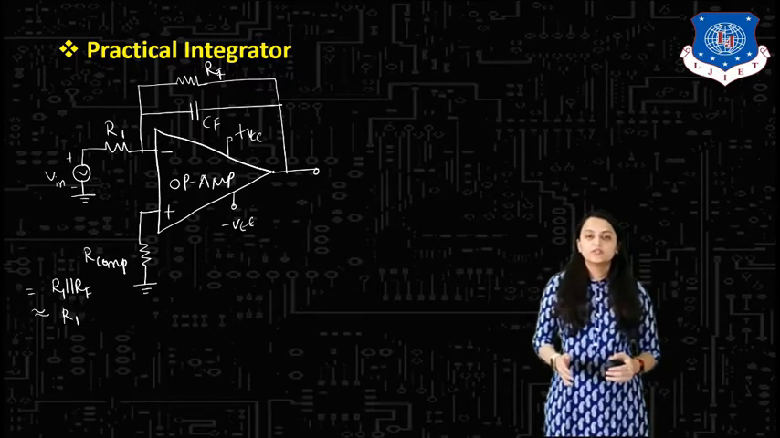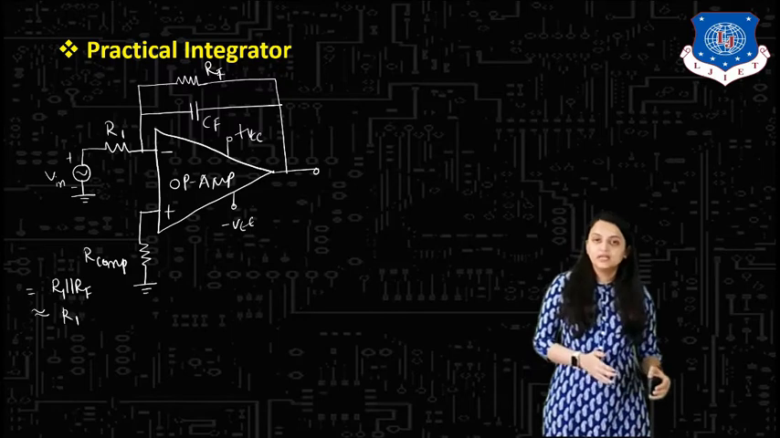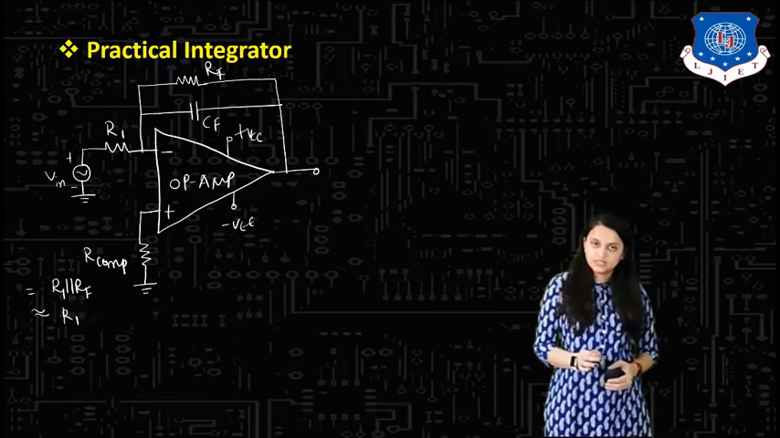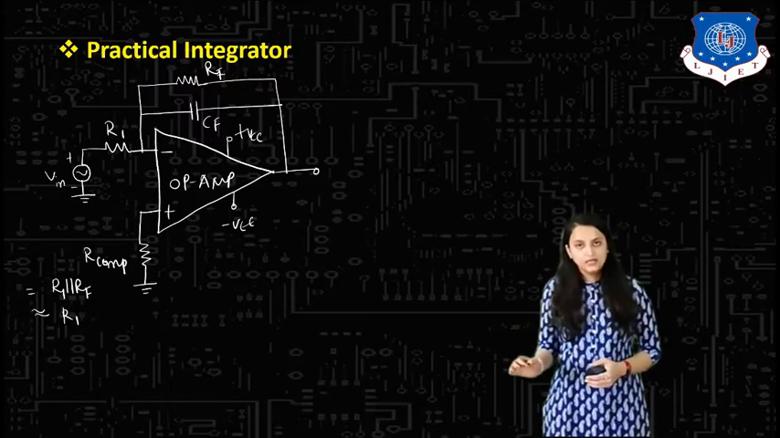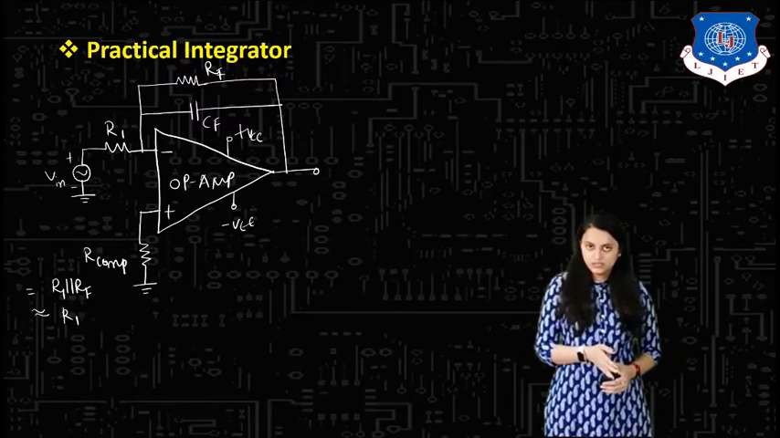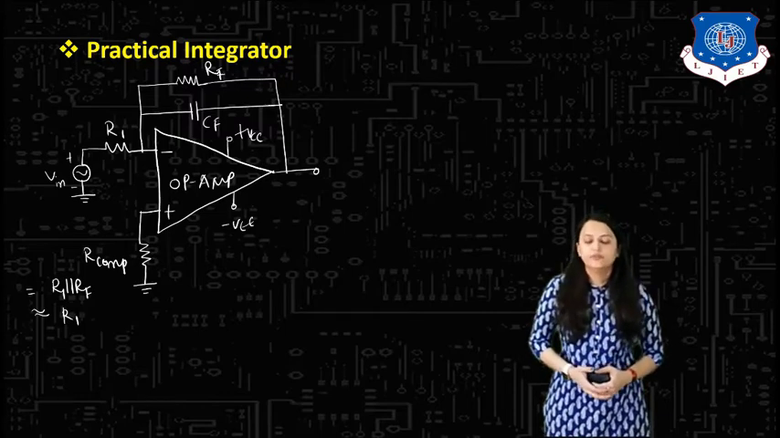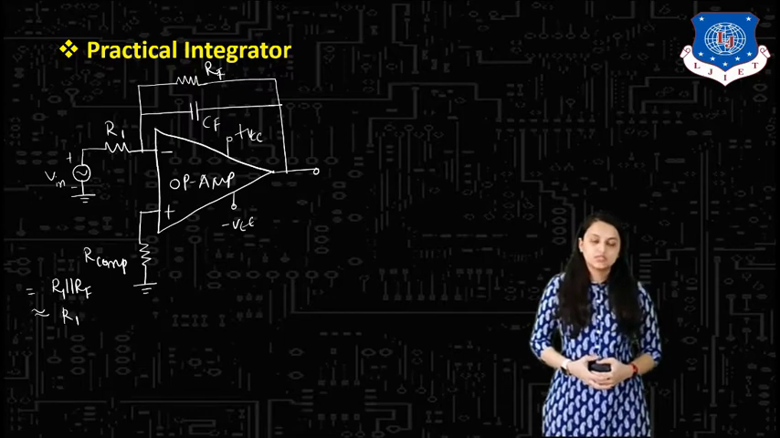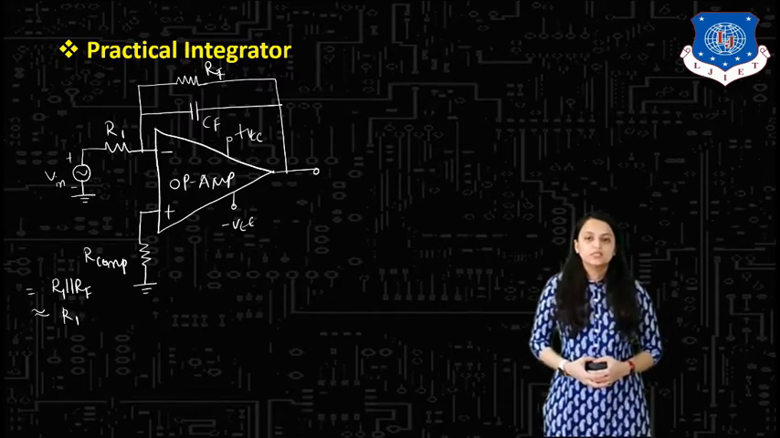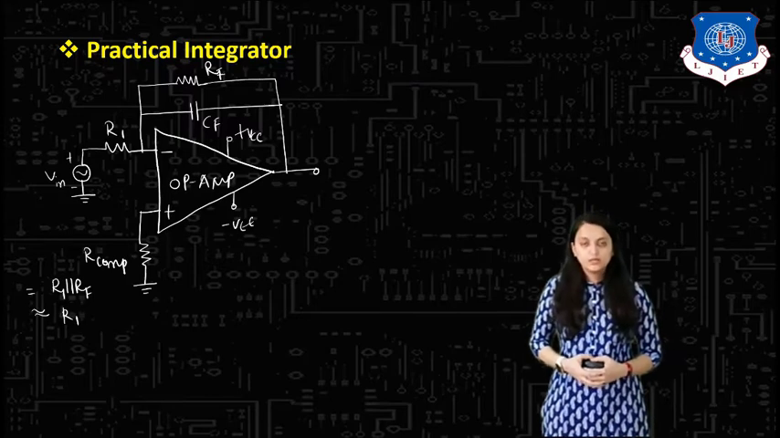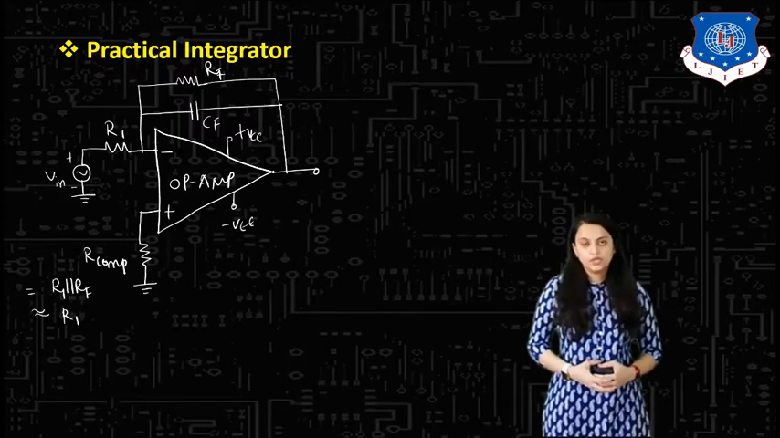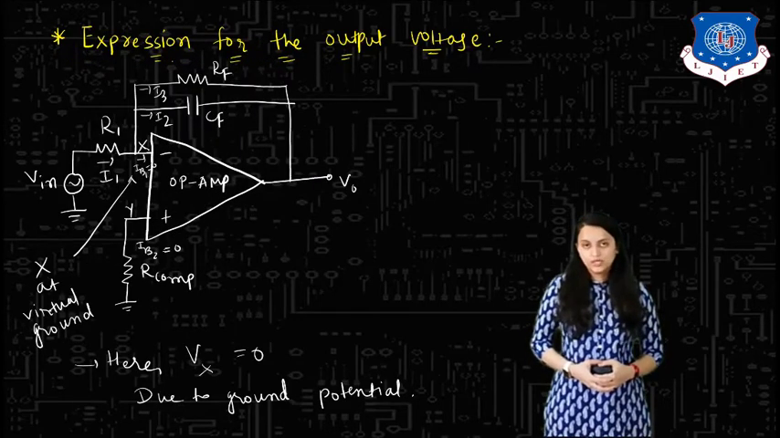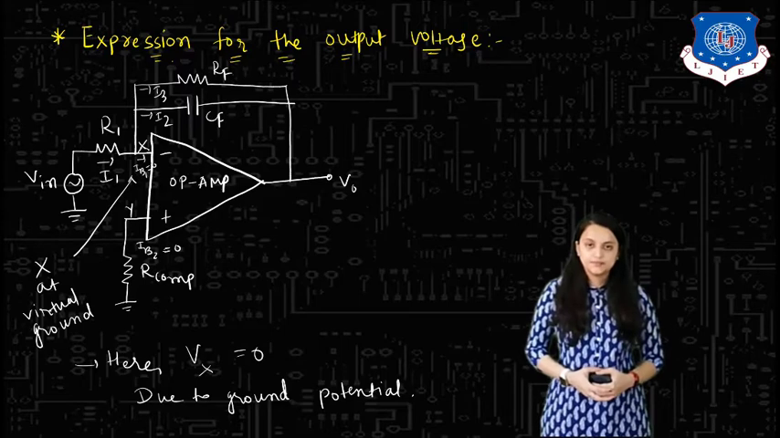So, the main difference between ideal integrator and practical integrator is that in the feedback, ideal integrator has the capacitor only, and in practical integrator, along with the capacitor, resistance is also used in the feedback. Here R component, that is compensation resistance, is used, which value is almost equal to RF because of R1 parallel with RF configuration. Now let us see expression for the output voltage for this practical integrator case.